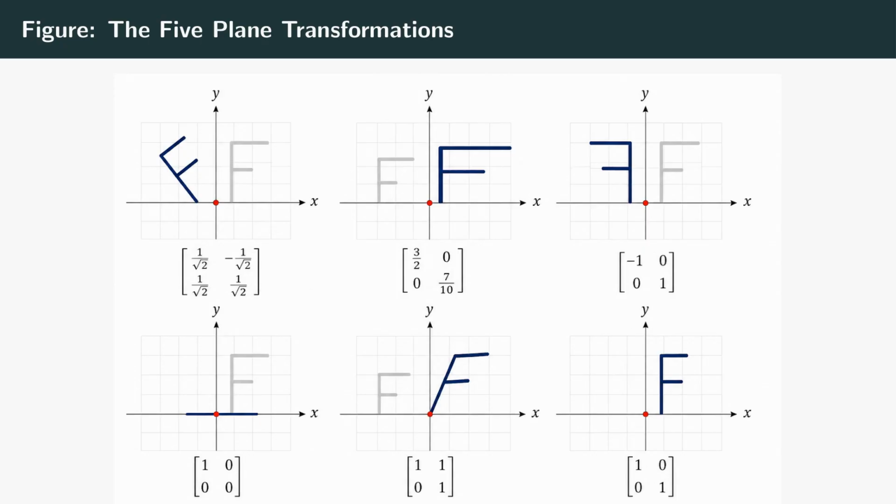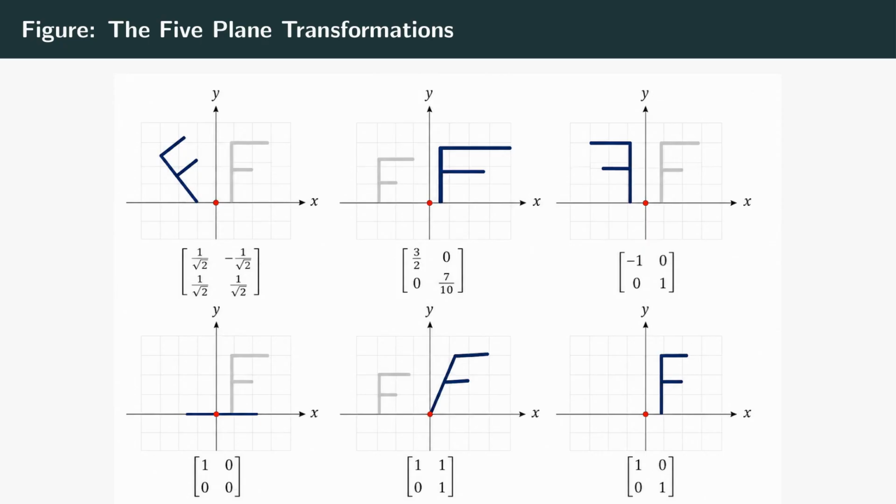Third, reflection: the F is mirrored into a backwards F across an axis. Fourth, projection: the F is flattened entirely onto the x-axis, collapsing into a segment. You can see the information being destroyed, which is why projection cannot be undone. Fifth, shear: the F is slanted, its upright strokes tilting into diagonals while its base stays put. And for contrast, the identity leaves the F untouched.